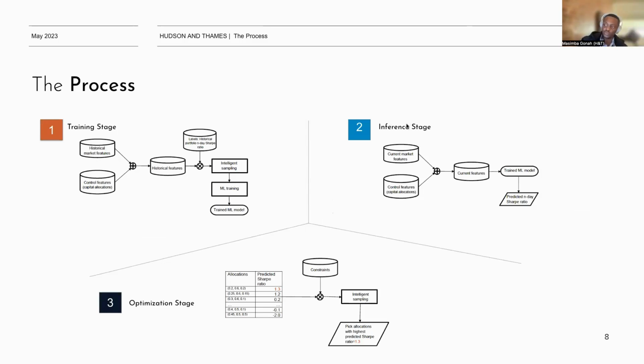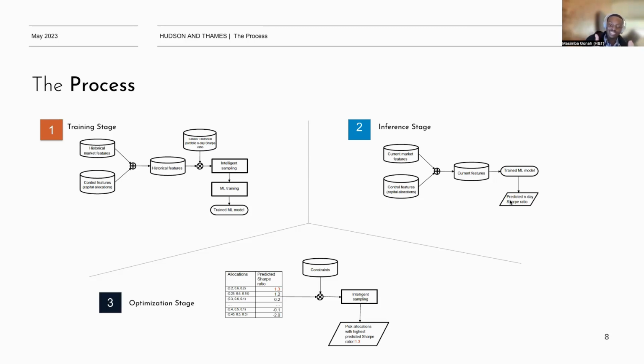Then you move to stage two, which is the inference stage. You take the current market features. Here you can look at, maybe, 3 years or 2 years, whatever period suits your preference and your computing power. Then you take your current features and combine those with the control features. Remember, your model is trained now. You apply that to the trained model, and then you get your predicted end day Sharpe ratio.